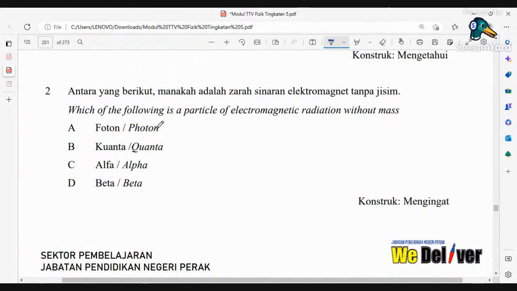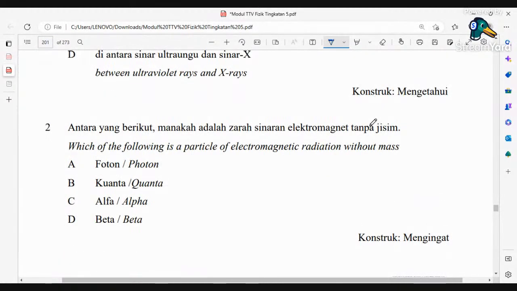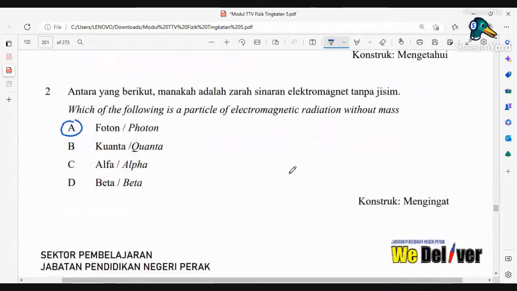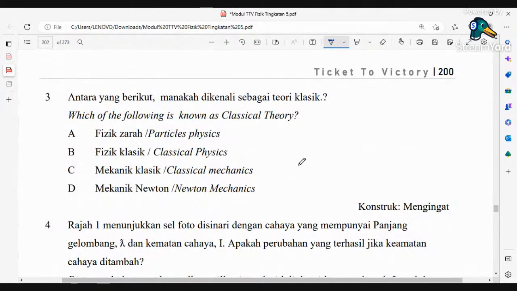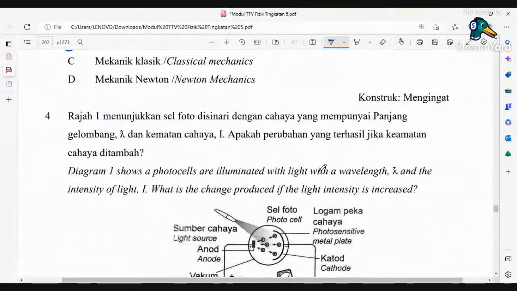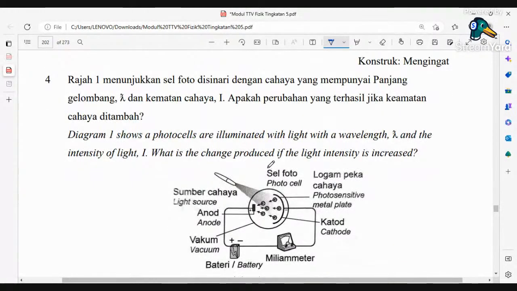Number 2, which of the following is a particle of electromagnetic radiation without mass? It's a photon. Photon can act as a particle or wave, but there's no mass. It's photon. Okay, number 3, which of the following is known as classical theory? Classical physics.